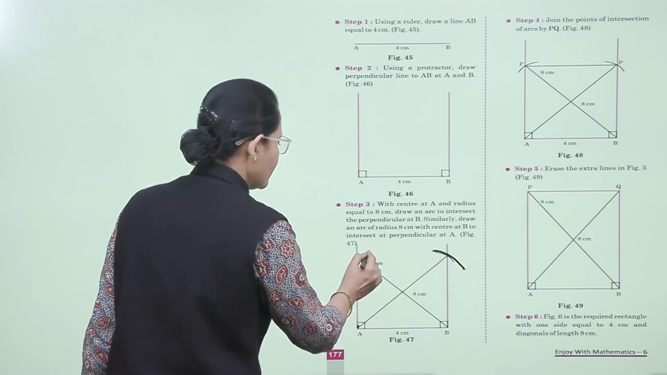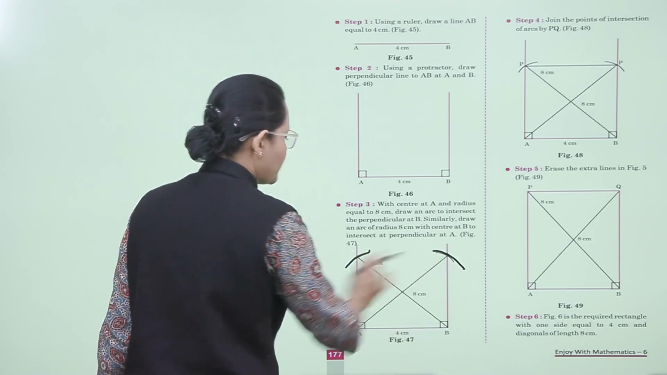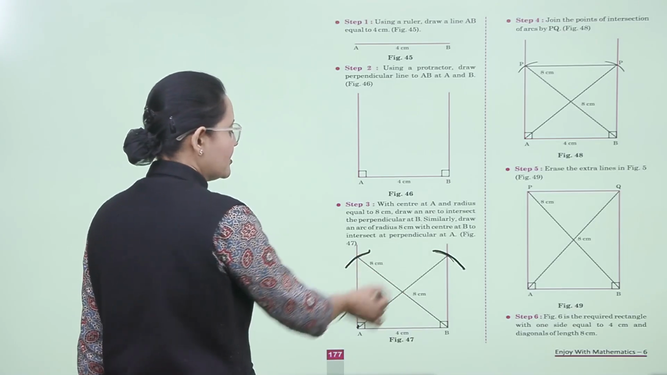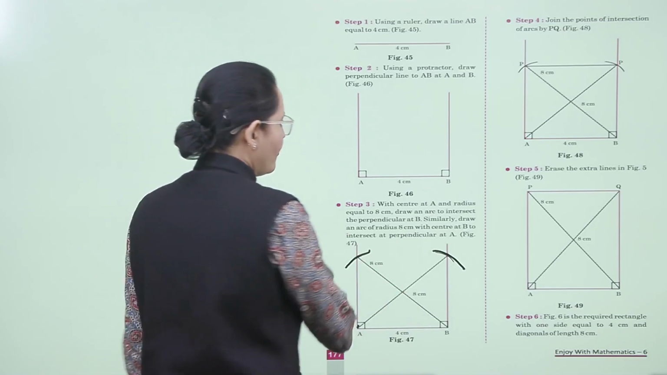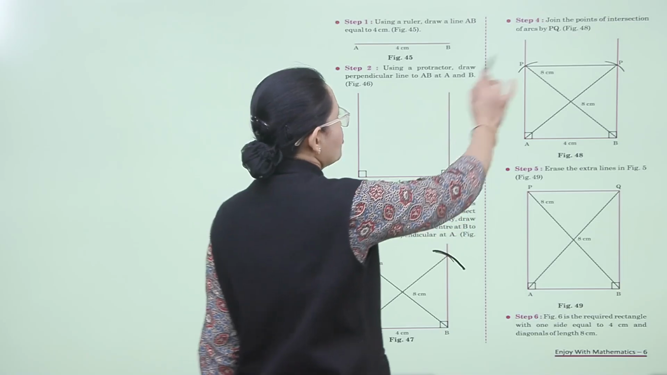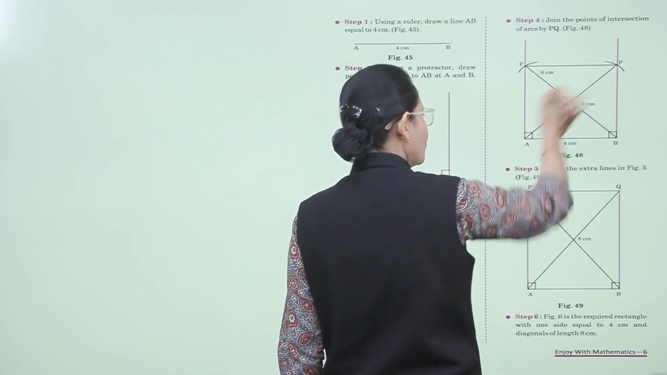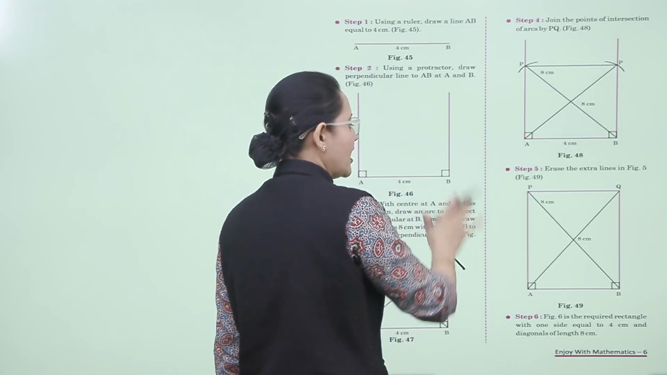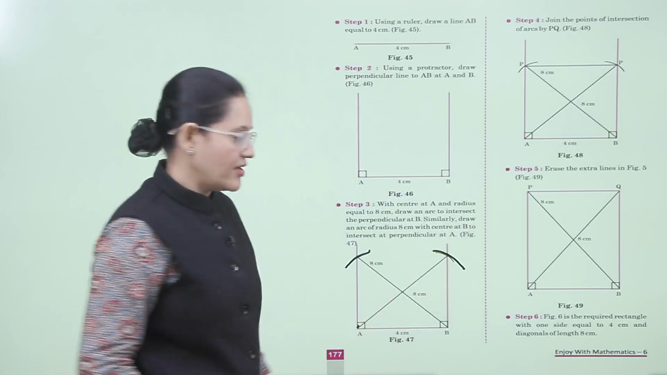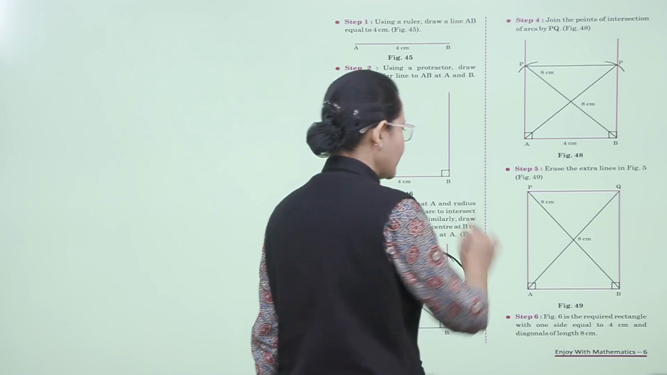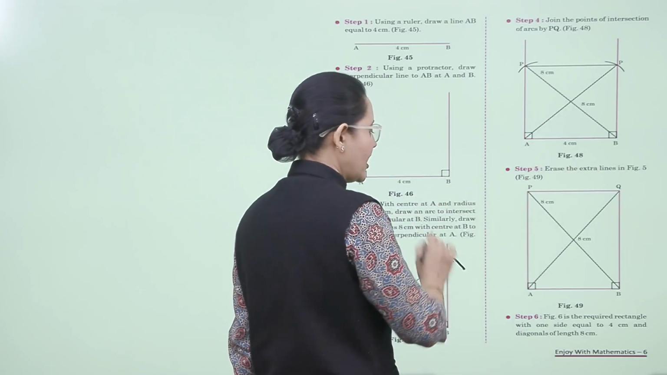Now with B as a center, draw an arc and join these points, these diagonals. So they are of 8 centimeter. Join the point of intersection by the arc like this and join the diagonals also. So that is our required rectangle with a diagonal of 8 centimeter, and we will erase all the extra lines.